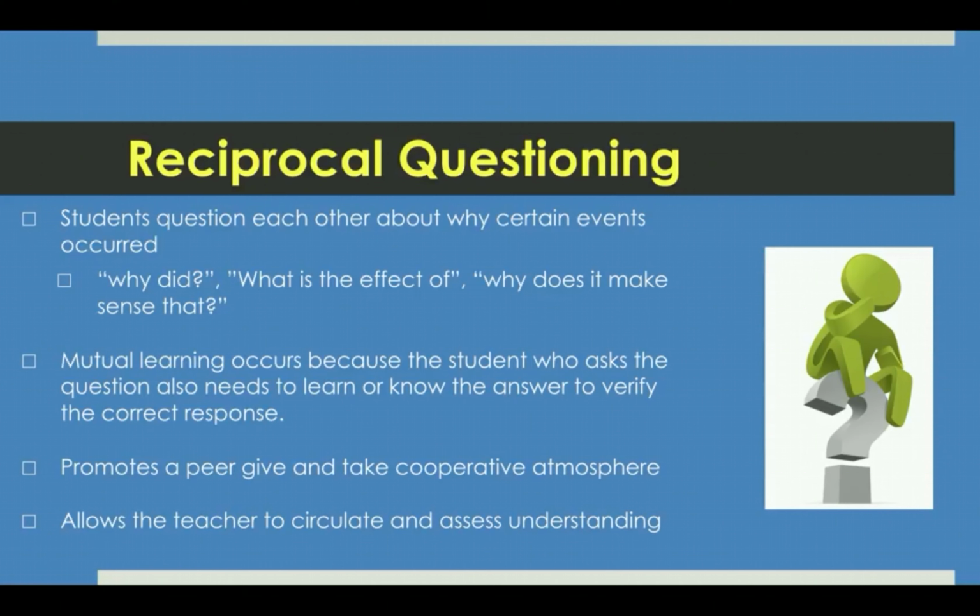And with this strategy, students question each other about why certain events occurred. So you get a better understanding of what students think happened or why they think certain things happened, and it helps them to engage in the peer learning process. Mutual learning also occurs because the students who ask the question also need to learn or know the answer. So it helps that student who might be struggling to actually get the answer from the peer, and then to take turns and hopefully be successful in being able to answer a question of their own.